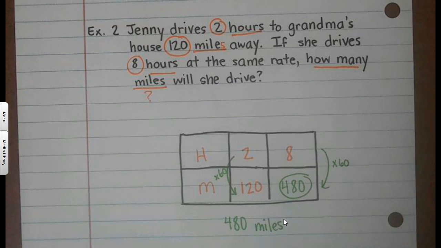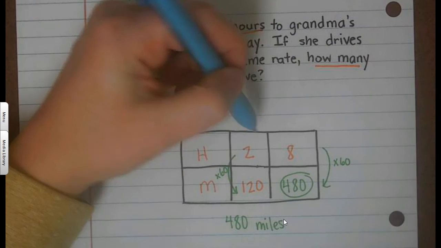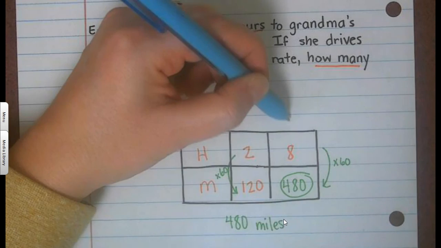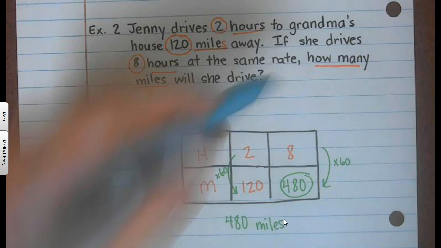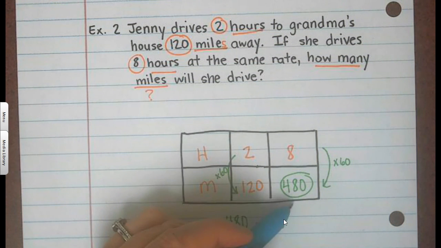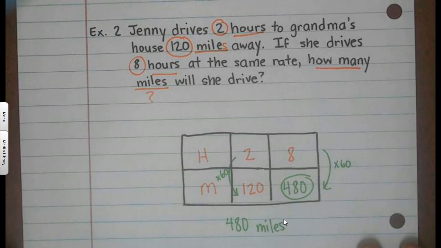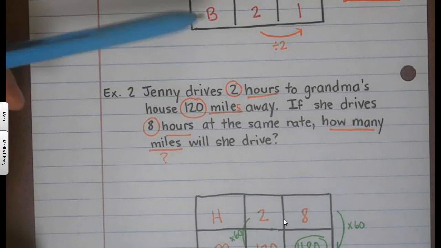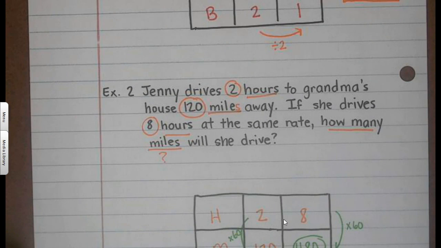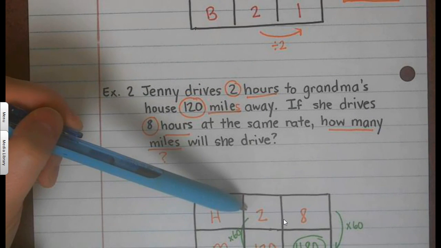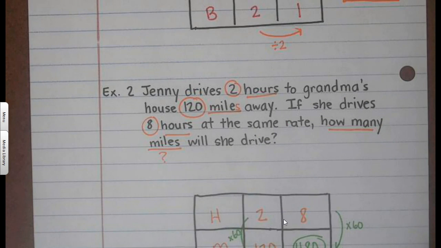Again, we could have gone the other direction. If I had gone from here to the 8, 2 times 4 is 8, so I could have done 120 times 4, and I would have gotten 480. So you can go up and down or side to side. And here we divided, here we multiplied. So those are always options. It just depends on the problem.